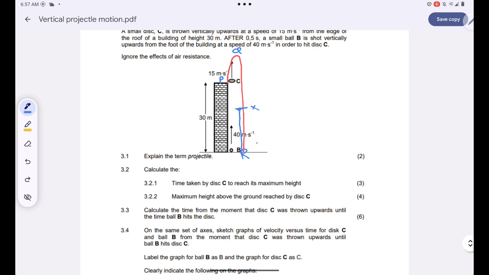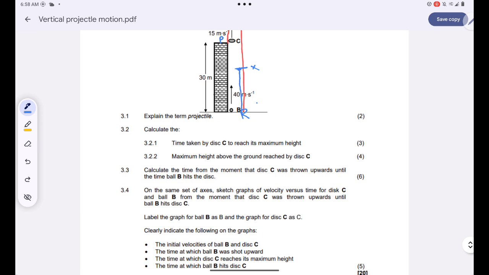A projectile is when an object is given an initial velocity and it travels under free fall. Remember that free fall, guys, is the motion under the influence of gravitational force only. So a projectile is when a ball is given an initial velocity and it travels under the influence of gravitational force only.